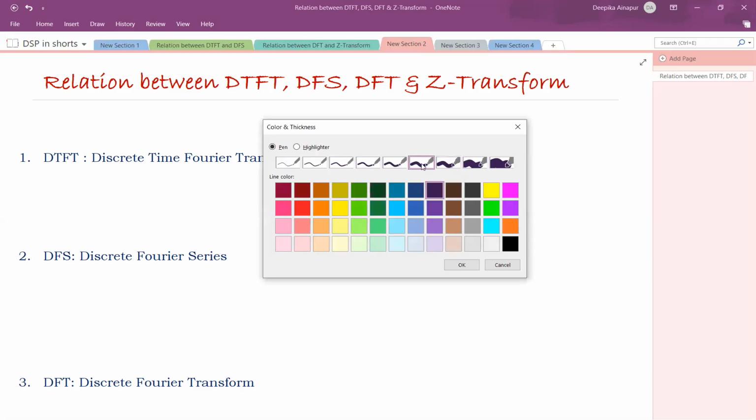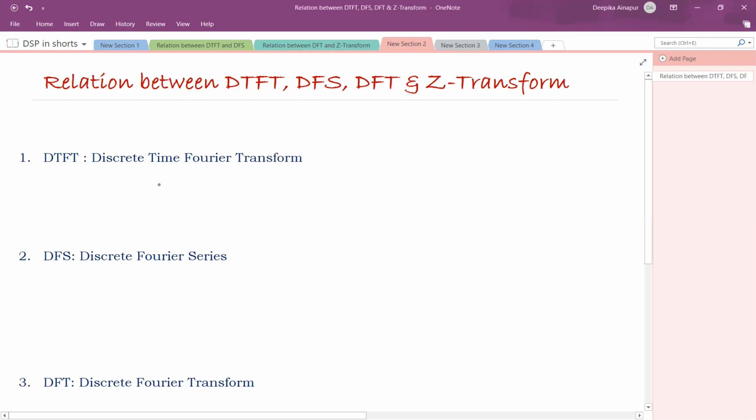So let us see what is the equation for the DTFT. DTFT is nothing but we have to convert the time domain signal into the frequency domain. So X of k we will be getting, as it is an infinite series, summation n equal to minus infinity to infinity x of n into e raised to minus j omega n. So this is the equation.